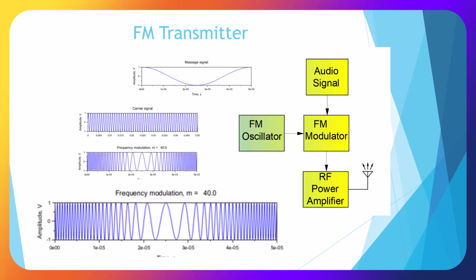Here I'm showing the signals for an FM transmitter. Here's our audio signal and our carrier signal, which is from the FM oscillator, and this is the signal out of our modulator, and then the RF power amplifier increases the power and voltage.